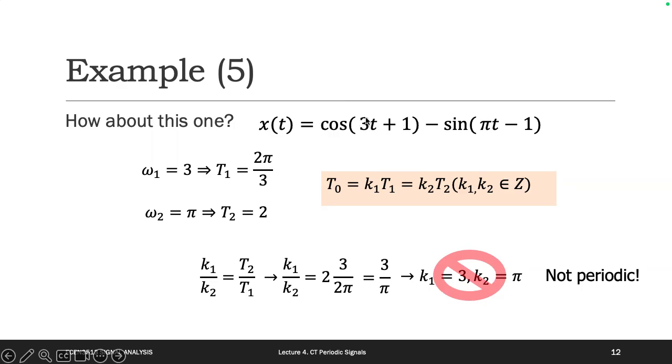Is this one a periodic signal? Yeah. And is this a periodic signal? Sin(pi t minus 1). Actually, this one it is. Yeah, but you need to remember that when you combine some periodic signals together, the result does not necessarily have to be a periodic signal. You need to pay attention to that.